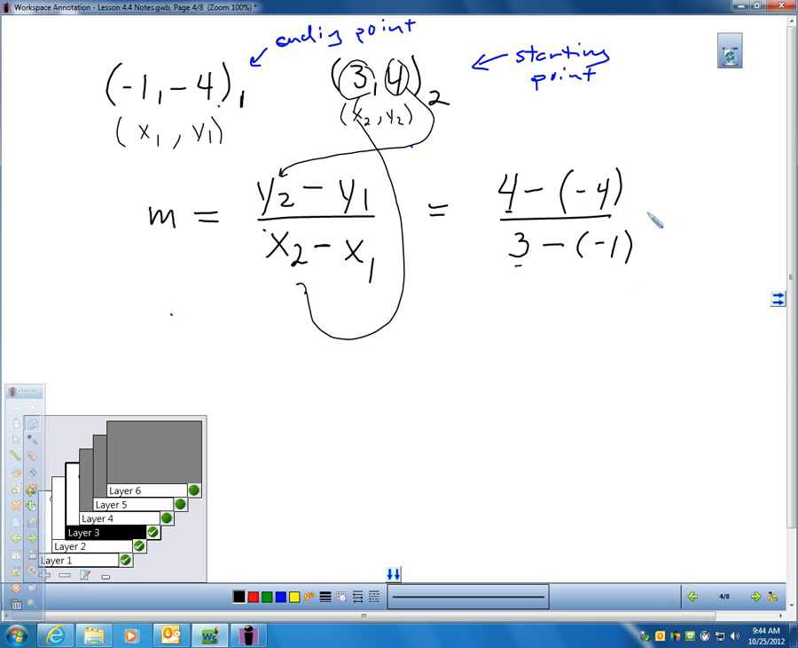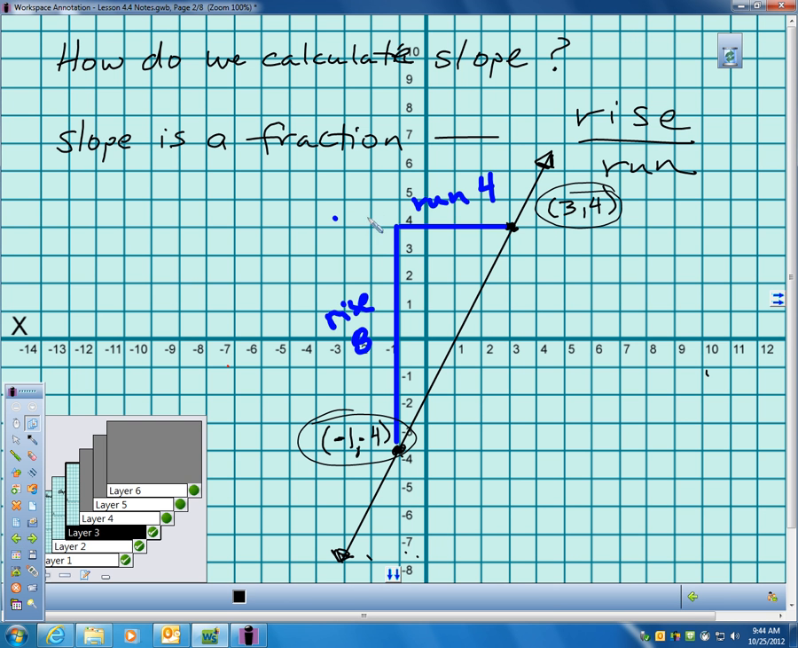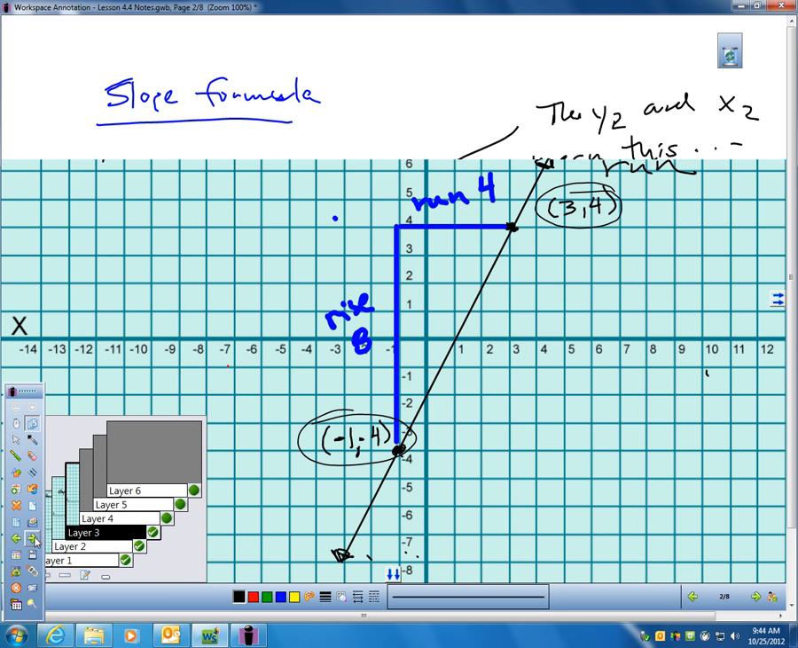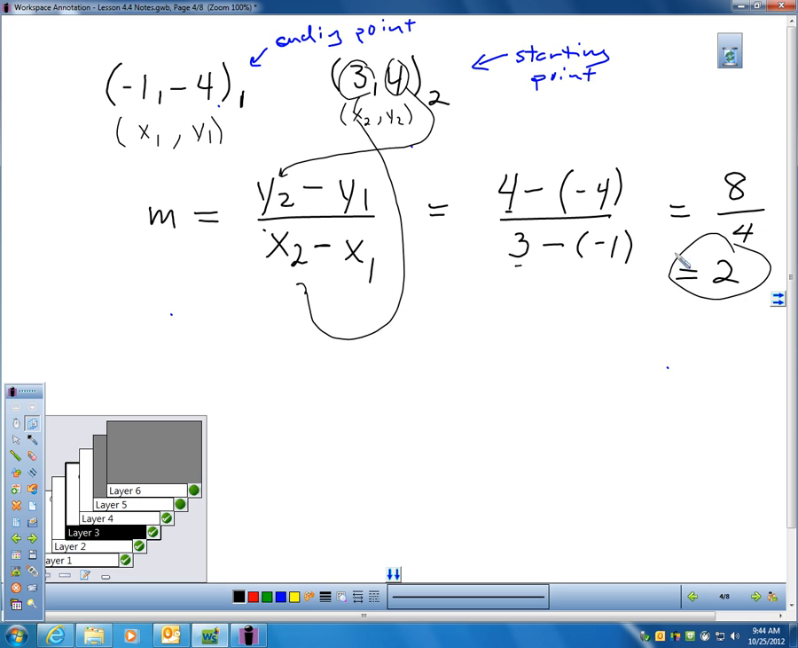Well, let's quickly do this. 4 minus -4, I can add the opposite. 4 plus 4 is 8. And 3 minus -1 is like 3 plus 1, that's 4. Do you see how I got the same slope as what I got when I counted squares? I got a slope of 2, rise 8, run 4. Can you see the formula gave me the exact same thing? So no, we don't have to take out graph paper and draw these. We can make a quick calculation on paper. That's great.